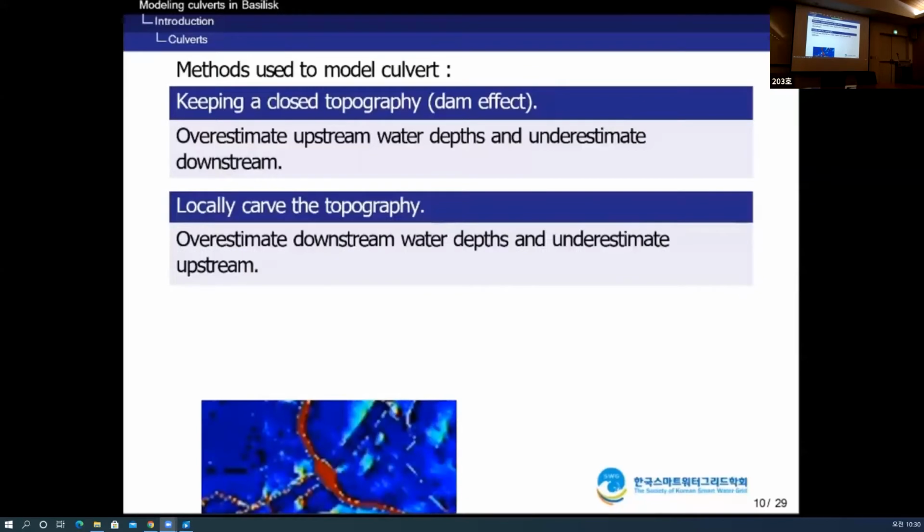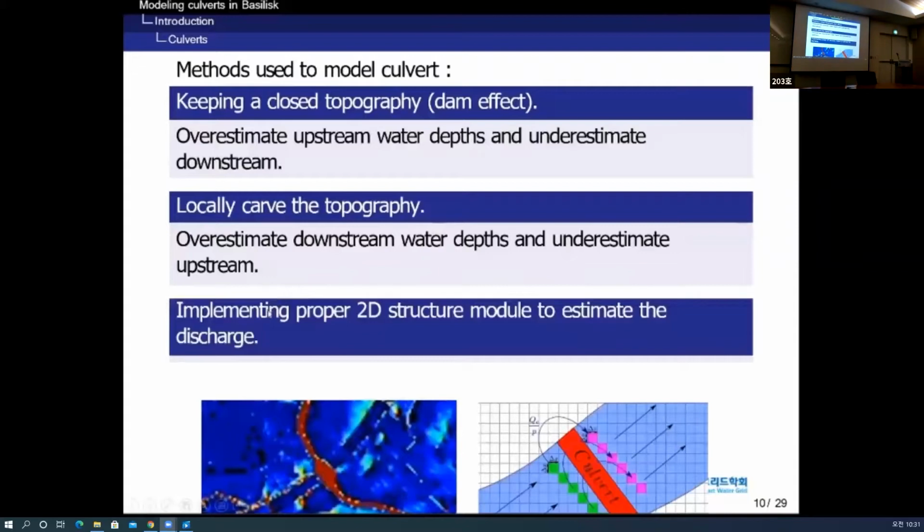This is the second method. We can locally modify the topography as you see here. The bridge was replaced with a lower height, so the water can still flow. The problem is that a culvert is not acting exactly like an open channel, because there is some pressure there, so the water is sometimes making the culvert full, and the equations used to solve this are different from the equations used for shallow water equations. So you can have the effect of overstating upstream water depth and understating downstream water depth.